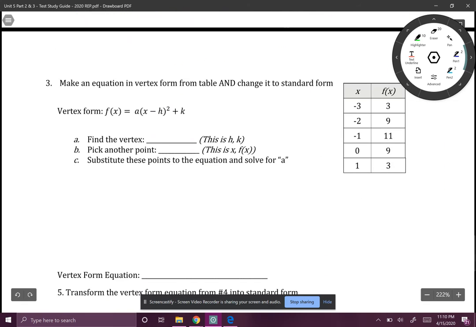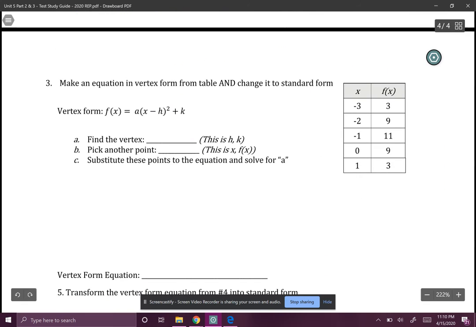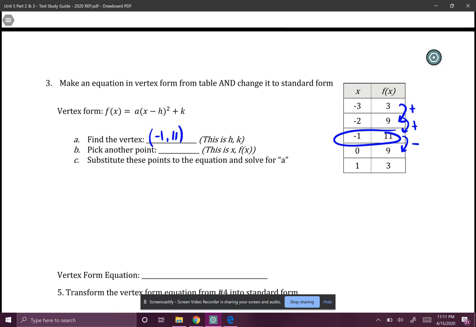Let's move to number 3. Make an equation in vertex form from the table and change it to standard form. So vertex form looks like this. Let's go ahead and look at our table. We can tell from our pattern of increasing, decreasing, that must be our vertex, (-1, 11). Pick another point. You can pick any point you want, but I'm going to pick (1, 3), just because I like that the numbers are small.